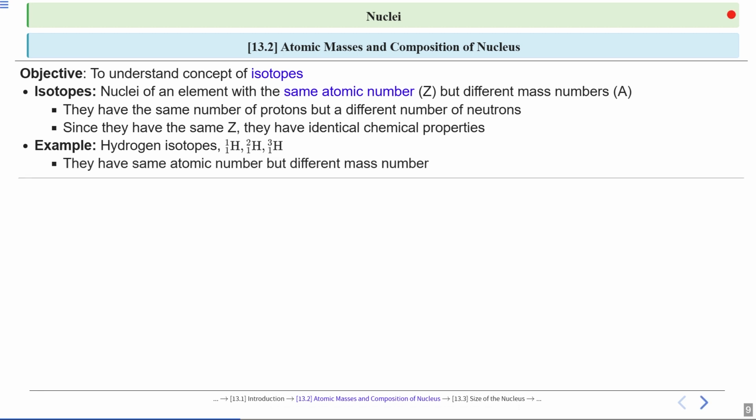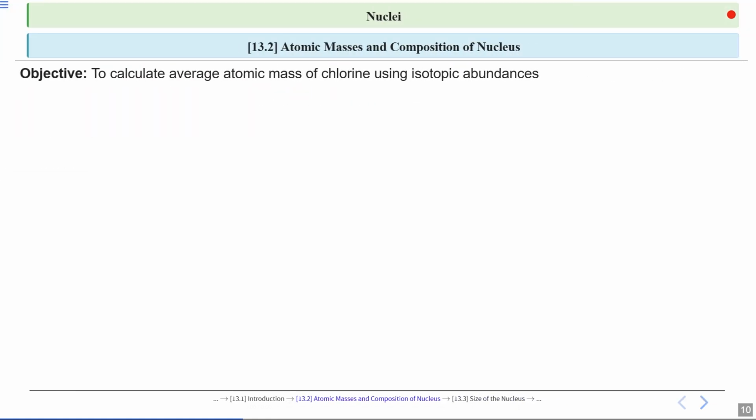To sum up, all hydrogen isotopes have the same atomic number, which means they are all hydrogen, but their mass numbers are different because of their varying numbers of neutrons. Let's learn how to calculate the average atomic mass of chlorine using the abundances of its isotopes.